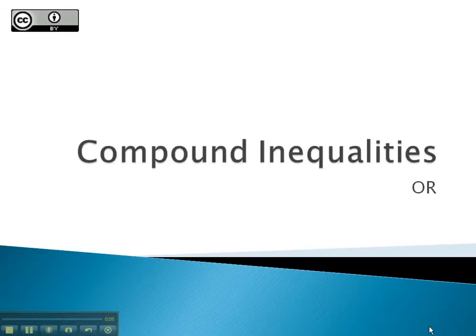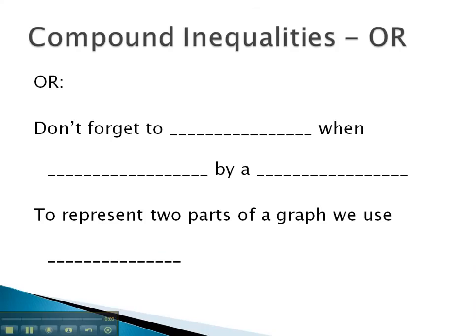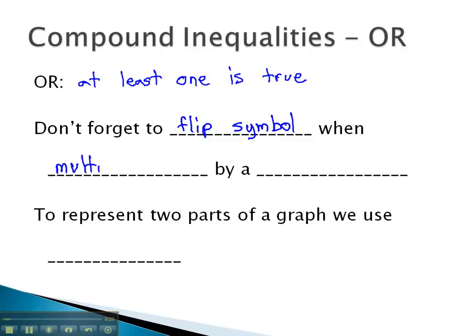In this video, we will look at another type of compound inequality, the OR. The OR requires at least one is true. As we solve these, we will remember that we have to flip the symbol again when we multiply or divide by a negative.